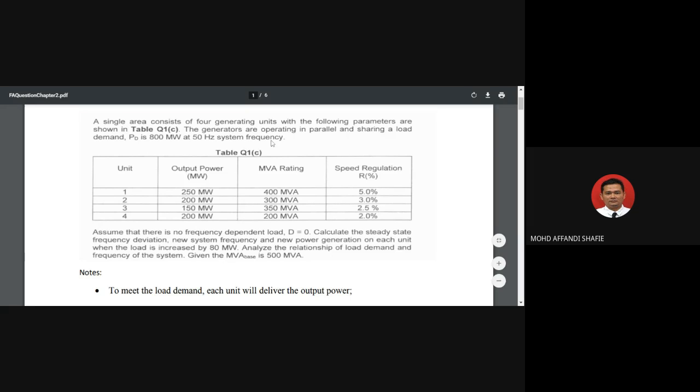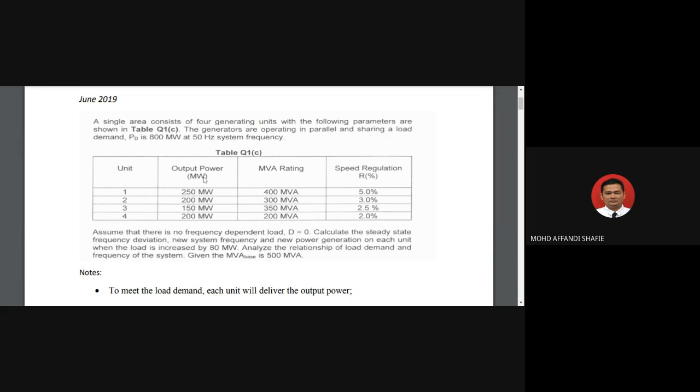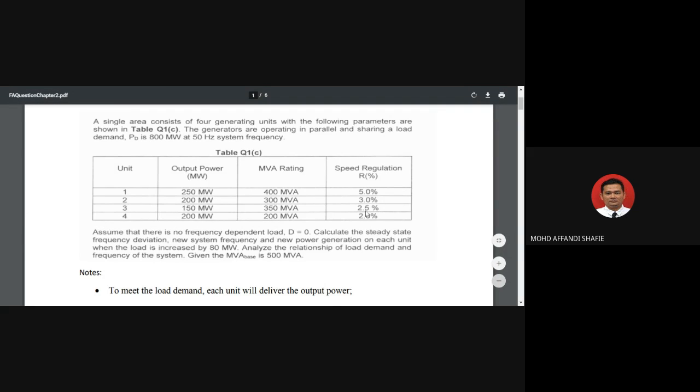So mean at steady state, frequency 50 Hz and then your PD is 800 megawatt, right? So now given the parameters for each generating unit, output power in megawatt 250, 200, 150, 200, and then the MVA rating 400, 300, 350, 200, and then the speed regulation for each generating unit, unit 1, unit 2, unit 3, and unit 4.